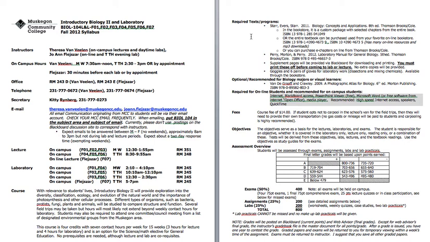You can buy the book in its entirety or sections of the book, chapters from the book in the bookstore, or you can purchase e-chapters directly from the publisher, Thomson, Brooks & Cole. You will also need to purchase the Laboratory Manual for General Biology, the 5th edition, publishing date 2012, and that's by Perry, Morton, and Perry.